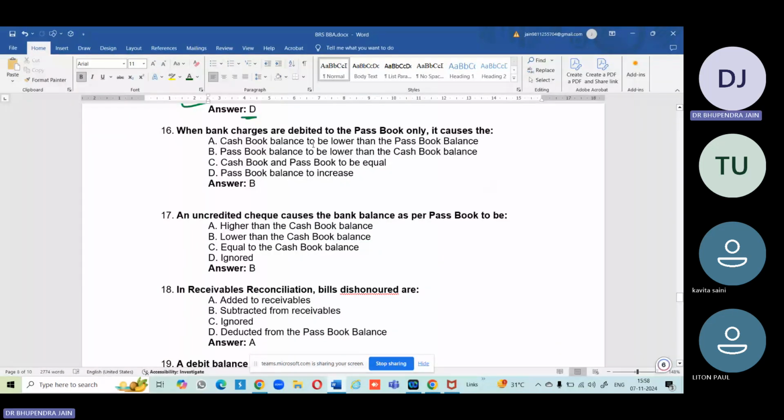When the bank charges are debited to the passbook, whenever bank charges are charged by the bank, the passbook balance will reduce. Then how to rectify the balance? When we reduce your cash book balance, also check karte hain. Cash book balance be lower than the passbook balance? No. And the passbook balance is lower than the cash book balance. This is the correct answer. Passbook cash book equal? No. Passbook balance increase? No. So B is the correct answer.